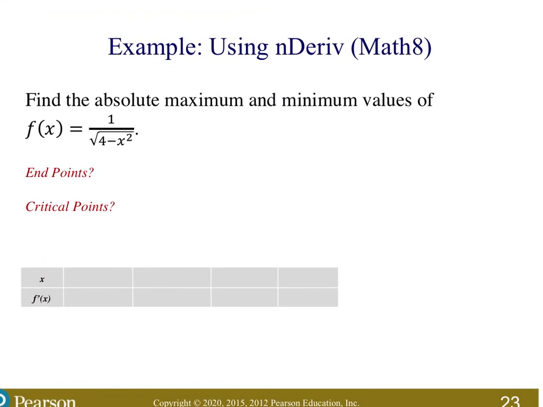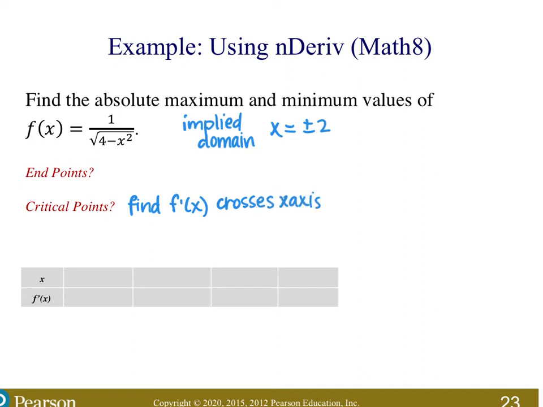All right, find the absolute maxes and mins of this equation. Are there endpoints to this one? So we've got a similar implied domain situation here because of the square root. And so I'm not going to do the math again on that, but we've got plus or minus 2, again, being important. Now we want to find the derivative and find if the derivative crosses the x-axis or is broken. All right, so let's take a look at that.